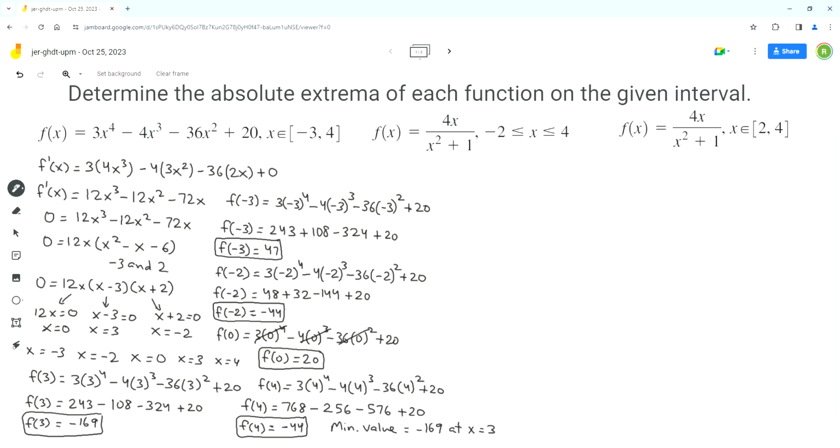Now we can write the maximum value. So the maximum value is 47, and it occurred at x equals negative 3. So now we can also write that here, or I can write it here on the side. So the maximum value is equal to 47 at x equals negative 3. So this is how we can summarize our answer for the first problem.